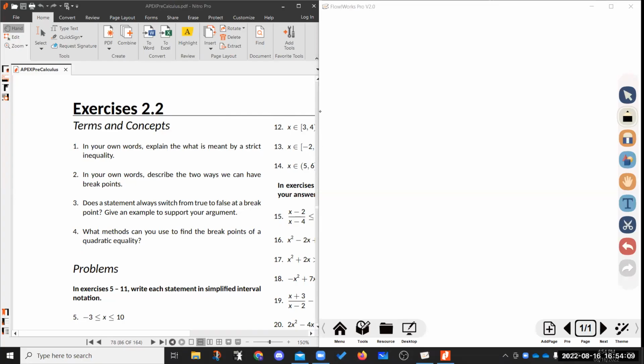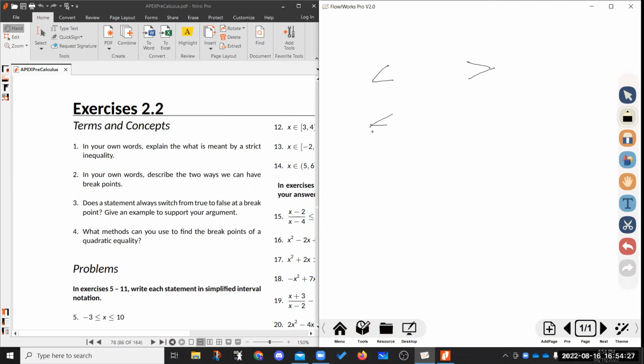In this video, we're going to talk about the exercises from 2.2 in Apex Pre-Calculus, solving inequalities. Problem 1 asks us, in your own words, explain what is meant by a strict inequality. It's going to be strictly less than or strictly greater than without the inclusion of the boundary points.